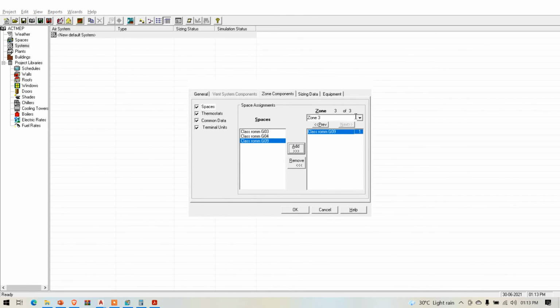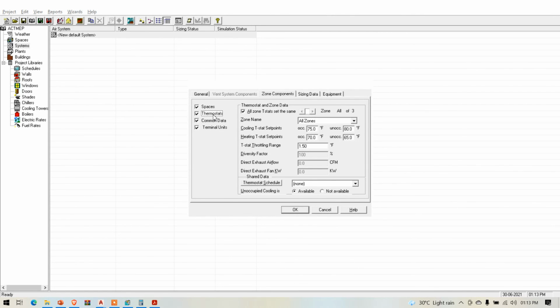If you want only one machine for these 3 rooms, then you have to create only zone 1, then add all the rooms into zone 1. Okay, so since here we are going to take separate machines, I am going to take zone 1 separate machine, zone 2 separate machine, and zone 3 also separate machine. Once you are allocating the zones, then we have to go to your thermostat.